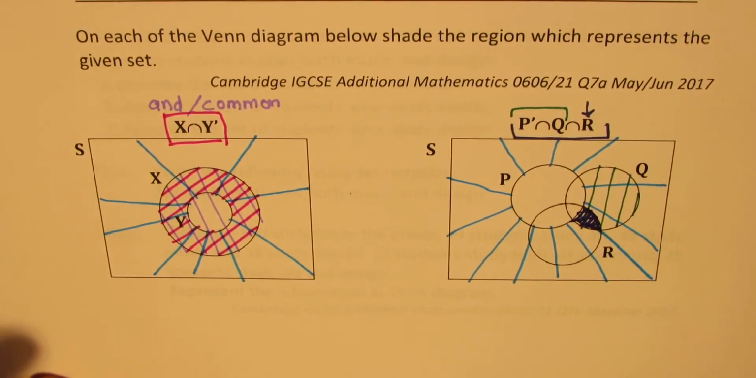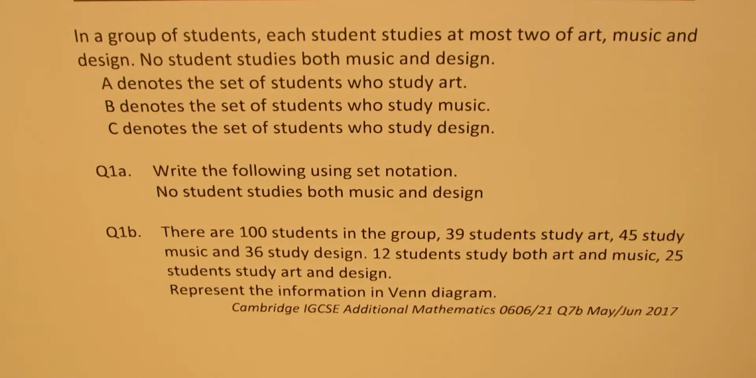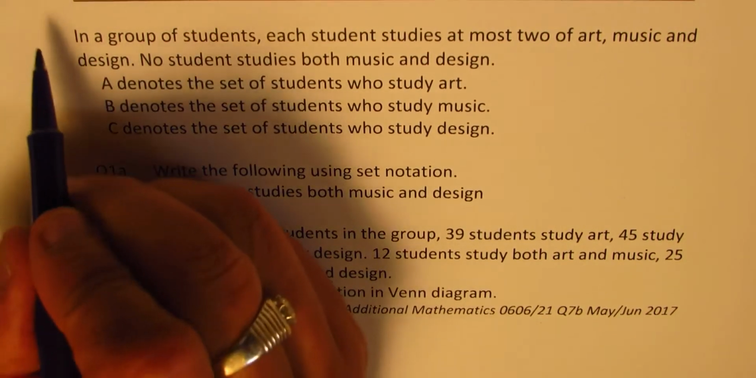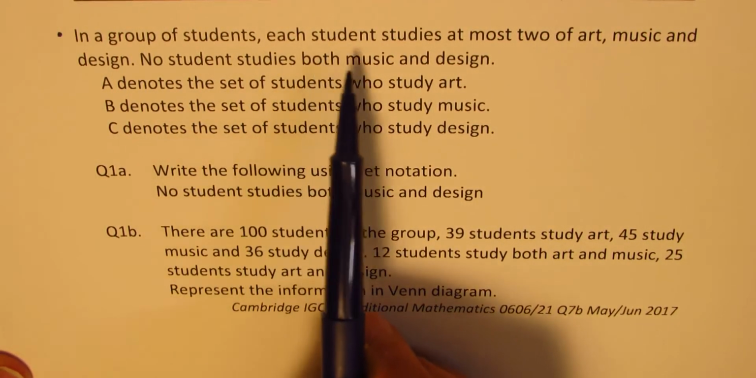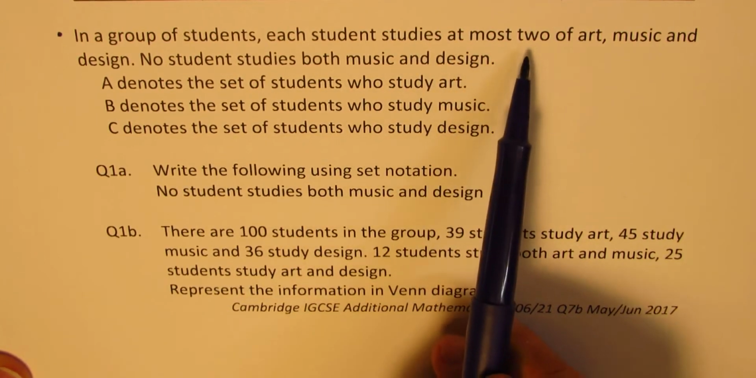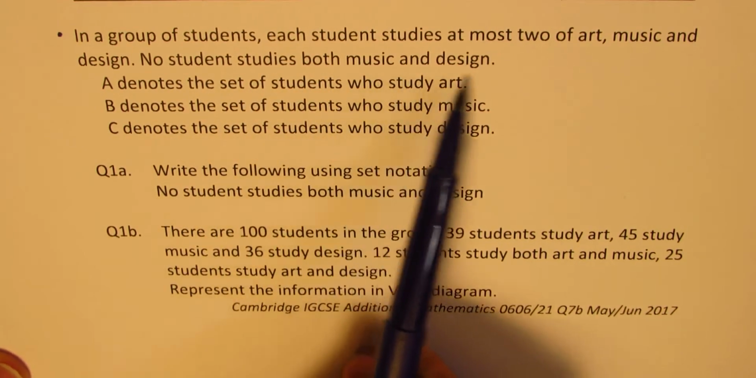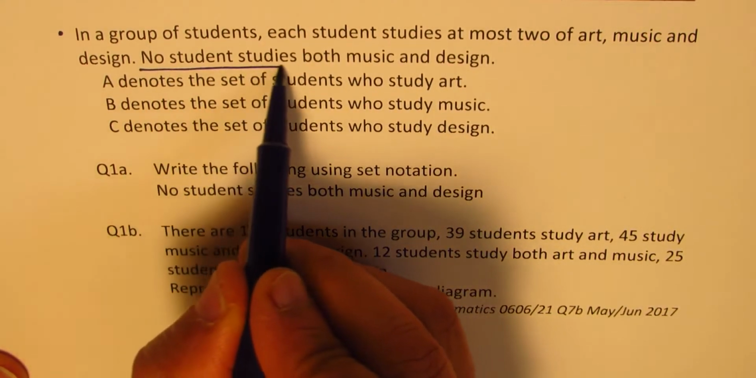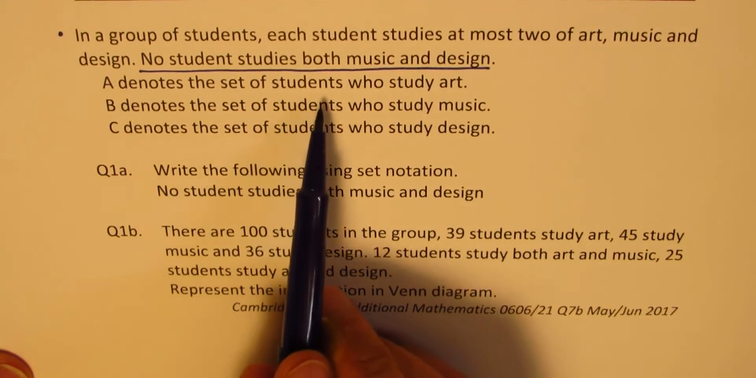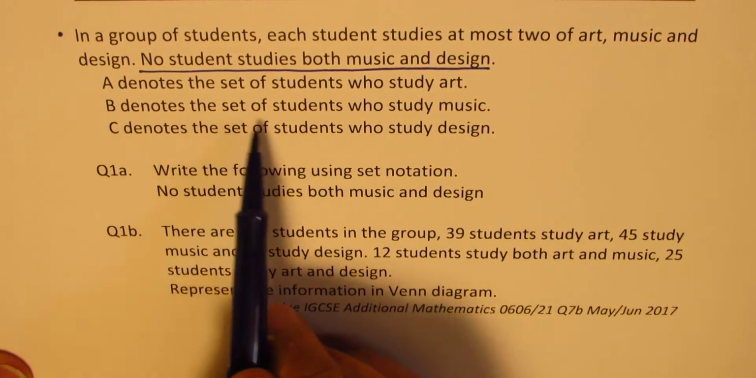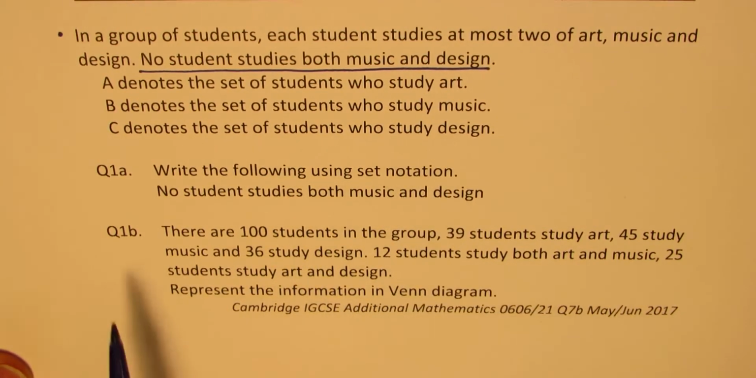Perfect. Now based on Venn diagrams, we have a word problem here. So let's look into the word problem now. The question is: in a group of students, each student studies at most 2 of art, music and design. No student studies both music and design. A denotes the set of students who study art, B denotes the set of students who study music, and C denotes the set of students who study design.